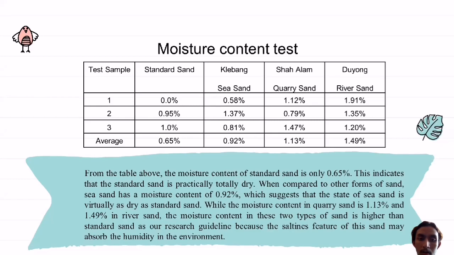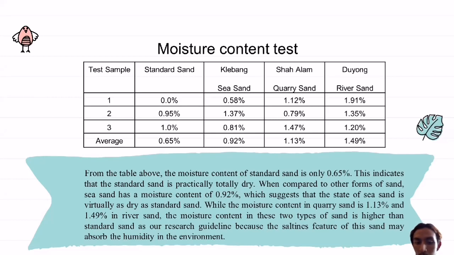Today I want to present about the results and analysis of our research study. Firstly, the moisture content test. From the table above, the moisture content of standard sand, which is Ottawa sand, is only 0.65%. This indicates that the standard sand is totally dry.